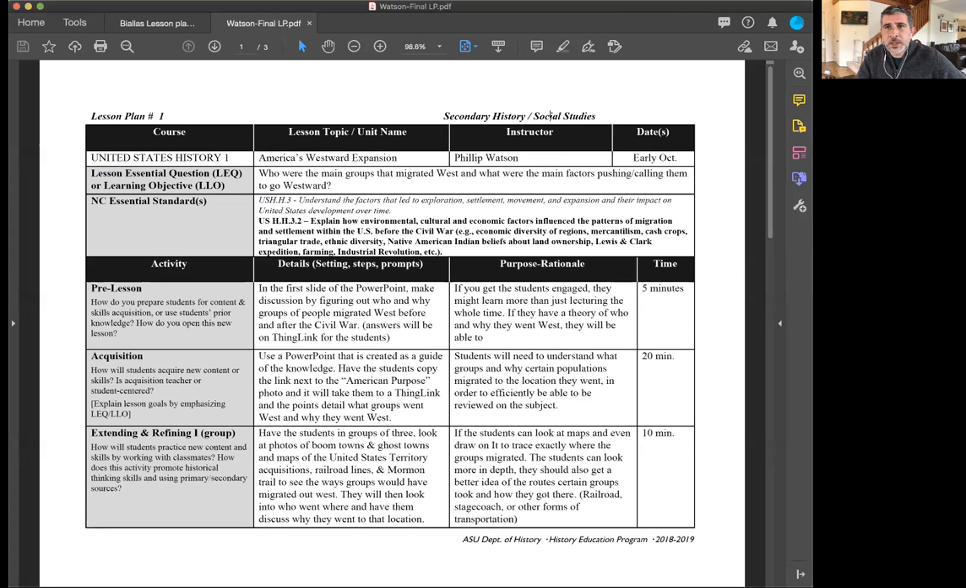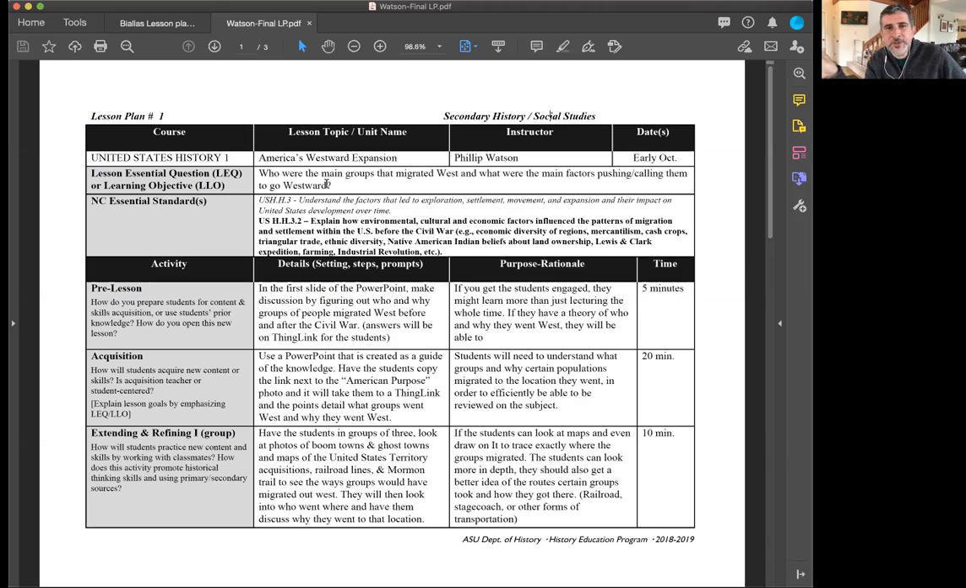So here's from a student, I think he's student teaching right now, looking at America's westward expansion, US History 1. And so for the standard, he actually went ahead and just pasted the general overall standard. But then specifically, he has 3.2 pasted in there. And the question is, who were the main groups that migrated west? And what were the main factors calling them to go westward? So this is fine, but it's got that "and." So you want to have one clear target. So you might want to be thinking about how you can grab both ideas and make them into one statement.